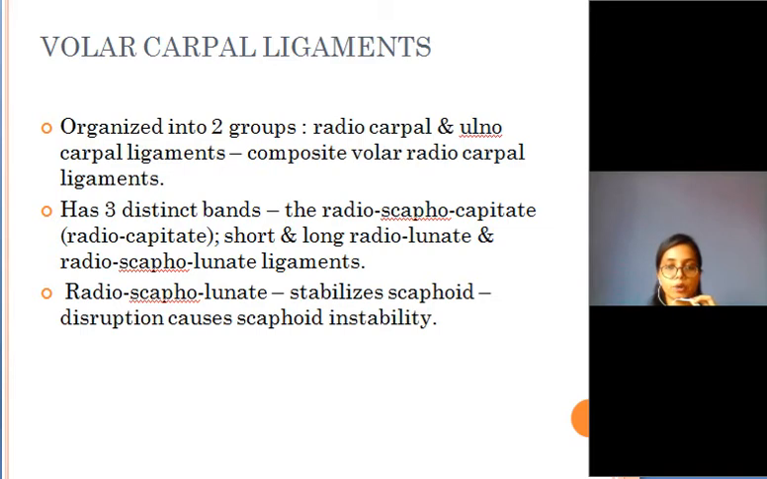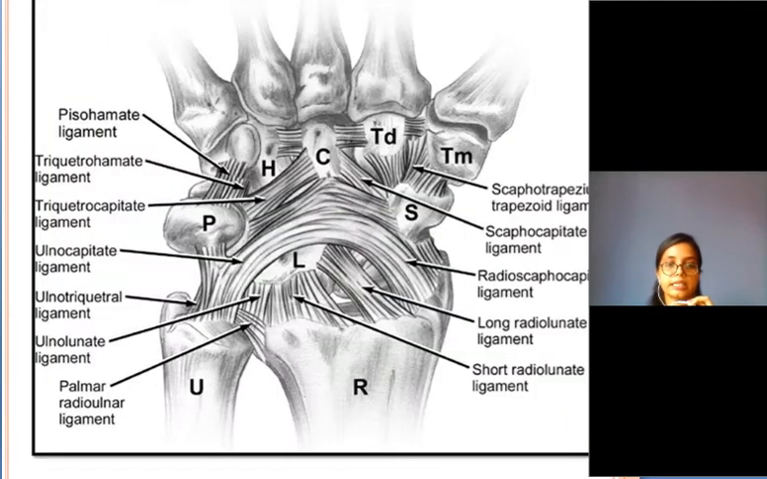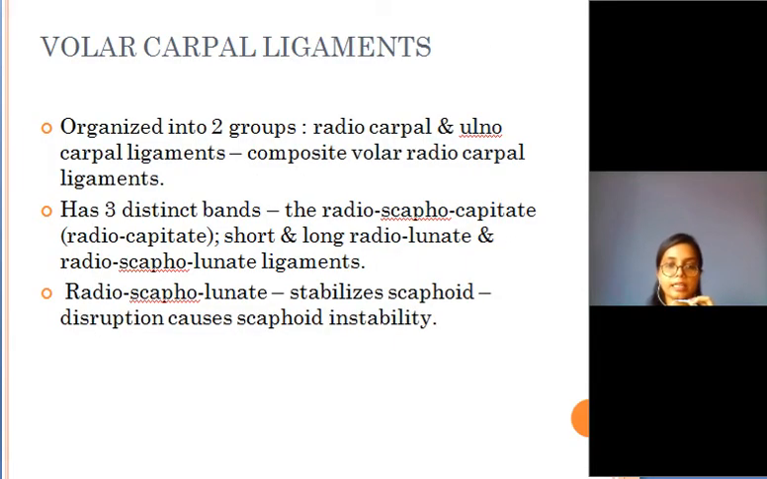First is radioscaphocapitate, which runs from radius, scaphoid and capitate, also known as radiocapitate. See, in this diagram you can see these are various types of ligaments. Here you can see it running from radius, scaphoid and capitate. This forms the radioscaphocapitate ligament.